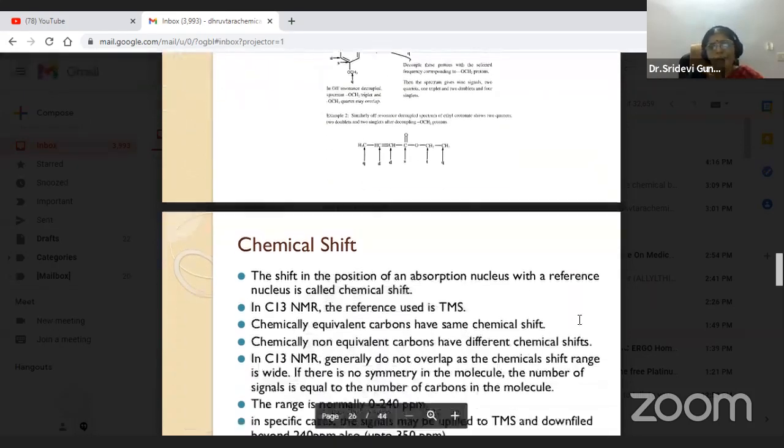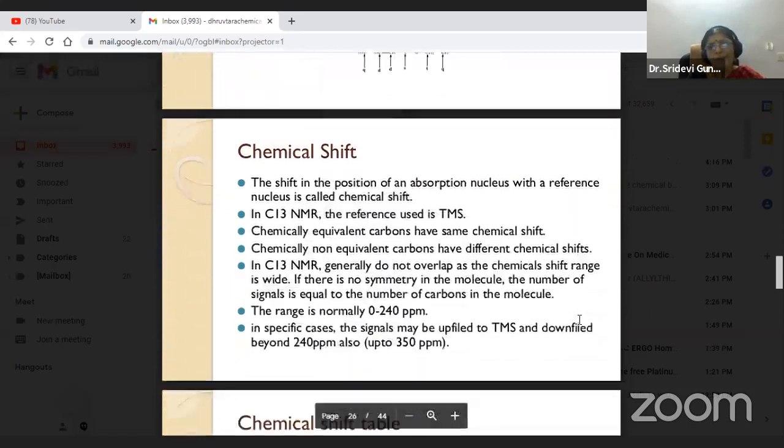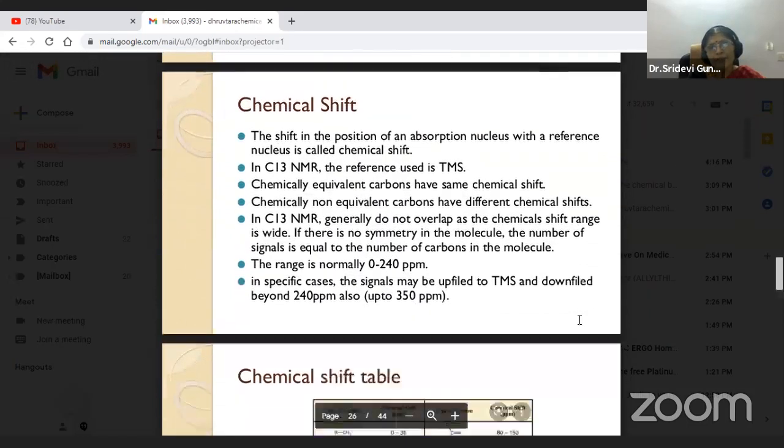That is selective proton decoupling. It is useful especially when there are overlapping signals in the molecule. Then, chemical shift. We have seen chemical shift. We have learned about chemical shift in proton NMR.